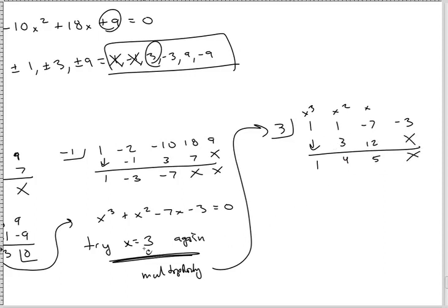The 3 still is good. This is still a good answer, but it just didn't happen twice. It didn't have a multiplicity; it just had once. Multiplicity 1, I suppose. Okay, let's keep going. So -3.